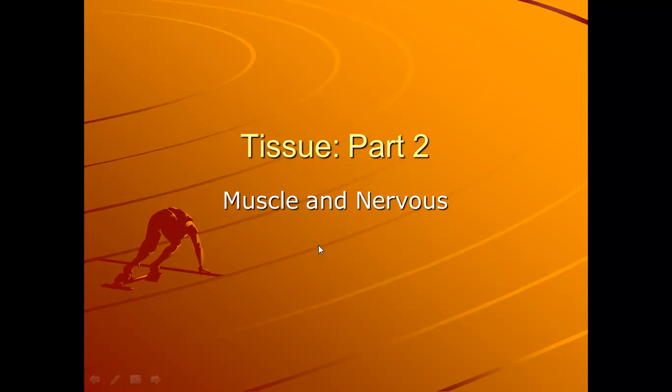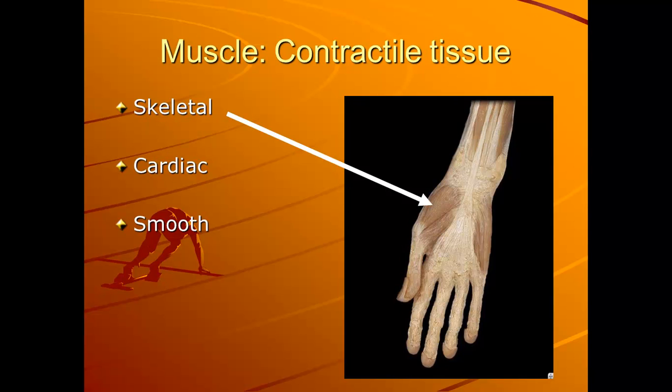Welcome back to an overview of tissue. We're now in part 2. We're going to talk about muscle tissue and nervous tissue, albeit briefly. We will start with muscle tissue.